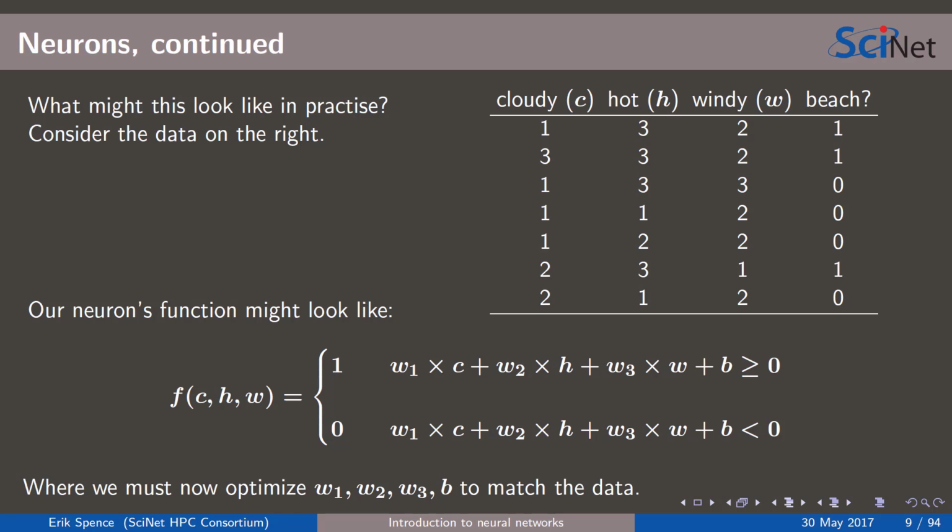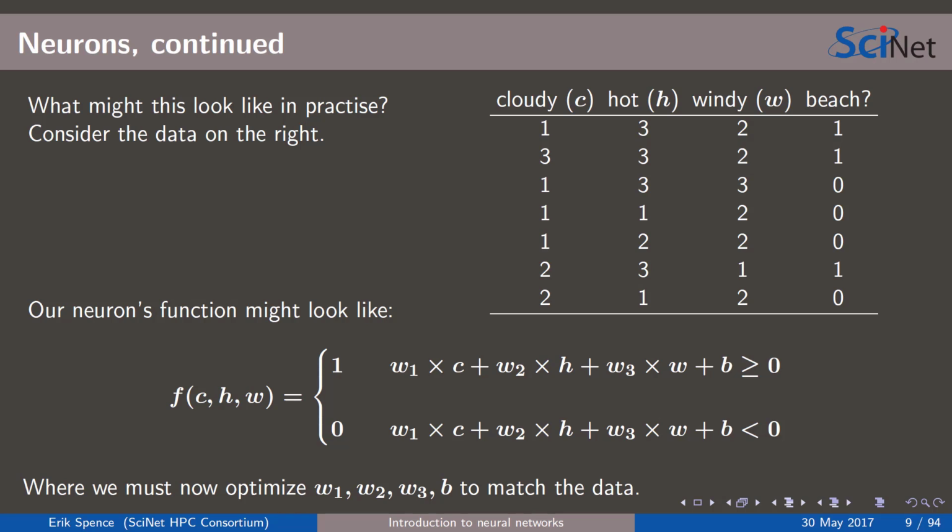Machine learning techniques often take this sort of form. You've got some data features, they're called, and then something you're trying to categorize, say. So in this case, we've got, is it cloudy? Is it hot? Is it windy? If so, do I go to the beach or not? Yes or no? How windy is it? How cloudy is it? How hot is it?